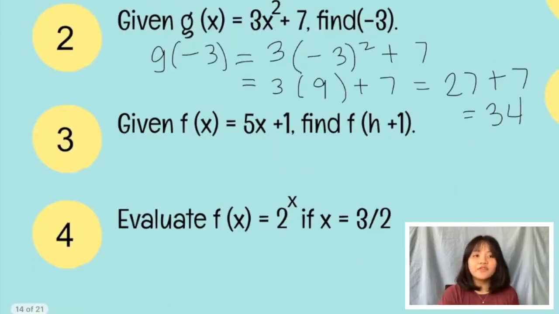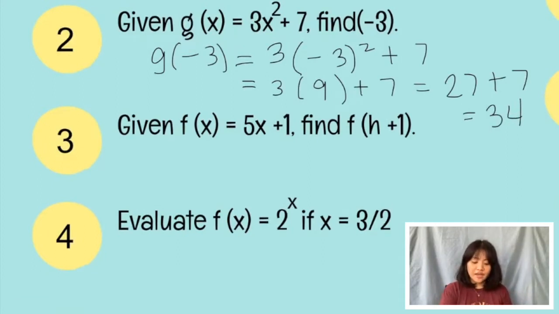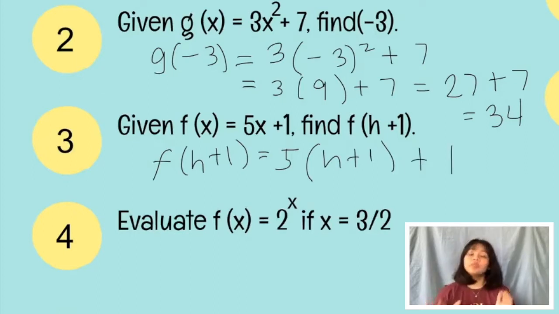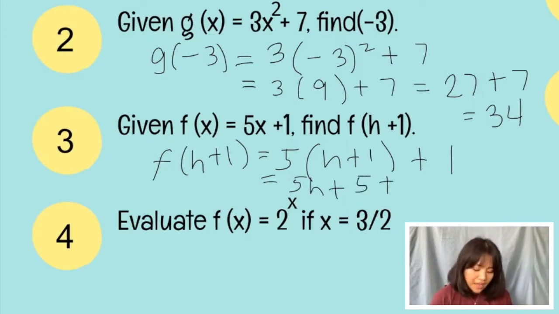Paano naman yung given f of x equals 5x plus 1, find f of h plus 1. So, yung h plus 1, papasok mo sa x, di ba? So, magiging f of h plus 1 equals 5 times h plus 1 plus 1. So, i-distribute mo yung 5 doon sa loob ng parenthesis mo. So, magiging 5h plus, what is 5 times 1? That's 5 plus 1. So, our answer would be 5h plus 6.